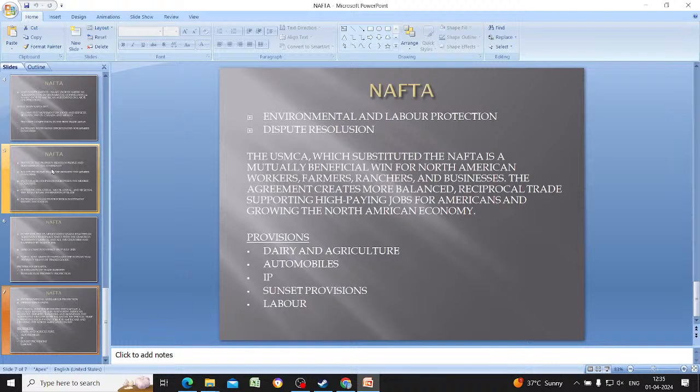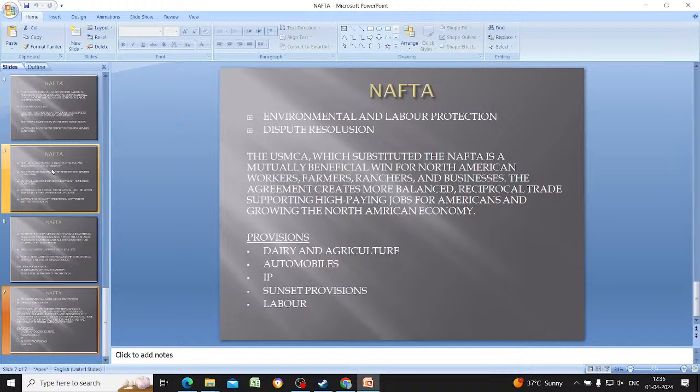Ranch means a large farm where animals or cattle are kept. So it provides help for the ranchers and businesses. The agreement creates more balanced reciprocal trade, supporting high-paying jobs for Americans and growth in the North American economy. It treated every area the same, so no partiality or bias was created. It was formed to create harmony between all groups of society. That was the main reason NAFTA was replaced and USMCA gained full attention. It was very beneficial for the Americans and the North American economy as well.